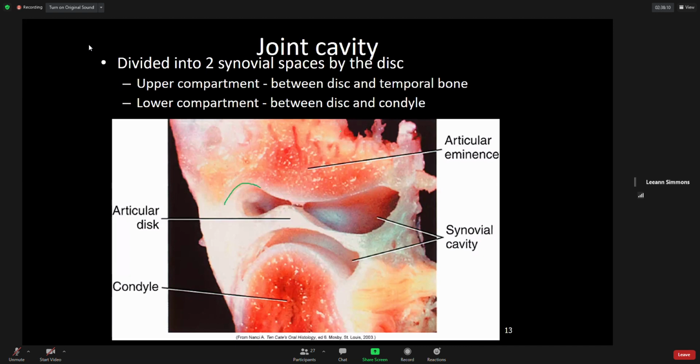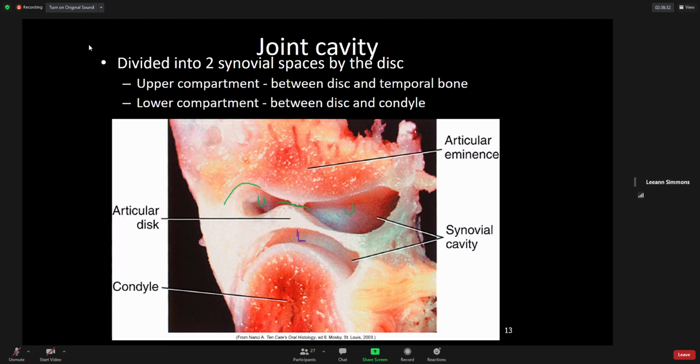There are two synovial spaces, okay? An upper compartment here, put a U, and it continues through here. It's just got a little thin area there. And then there's a lower compartment. I'll do that in a different color. Below the disc and between the head of the condyle.